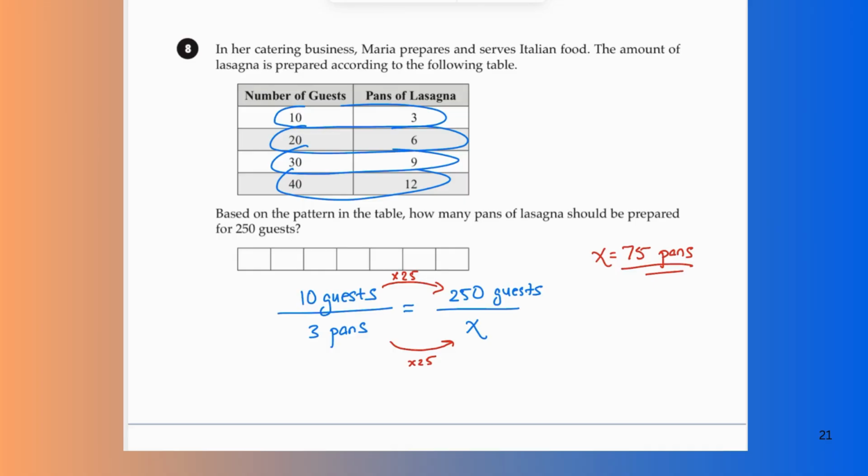The other way to solve proportions is to cross multiply. So we can say 10 times X and 3 times 250, and then we write that as an equation. So let me do this in a different color. 10 times X is equal to, and then 250 times 3 is 750. And now we solve this one-step equation by dividing by 10 on both sides. Divide by 10. That gives me X, divide by 10, that gives me 75. We did the same thing, it just looks different, and either way you do it, you're going to get 75 pans of lasagna for these 250 guests.